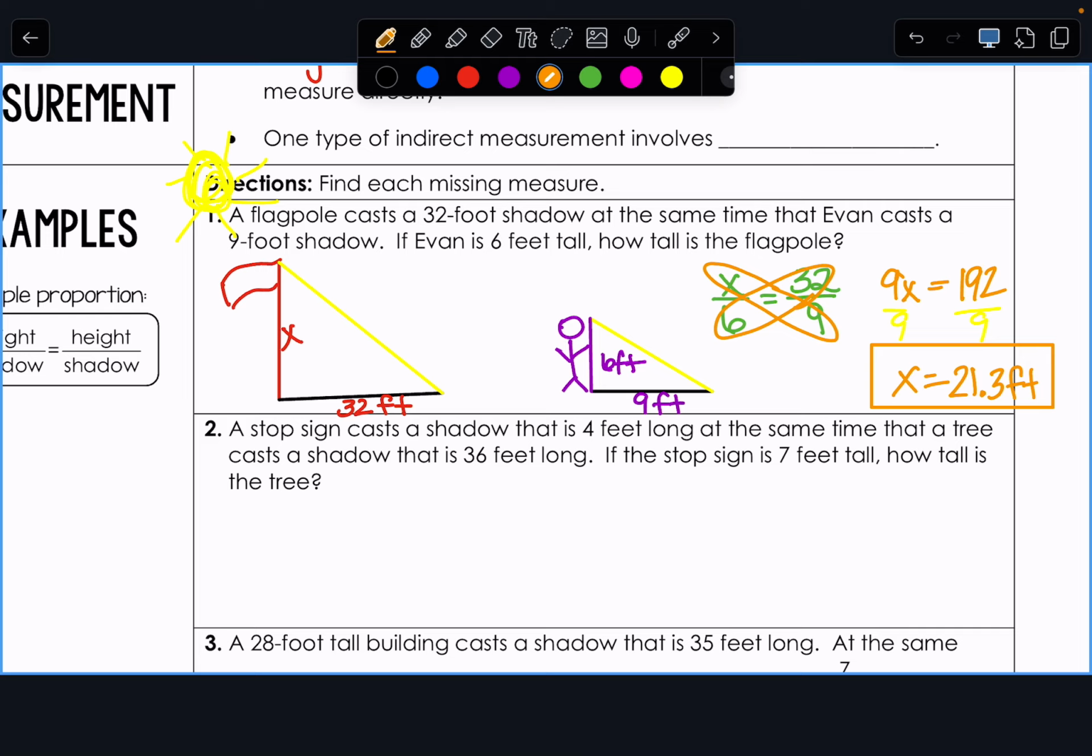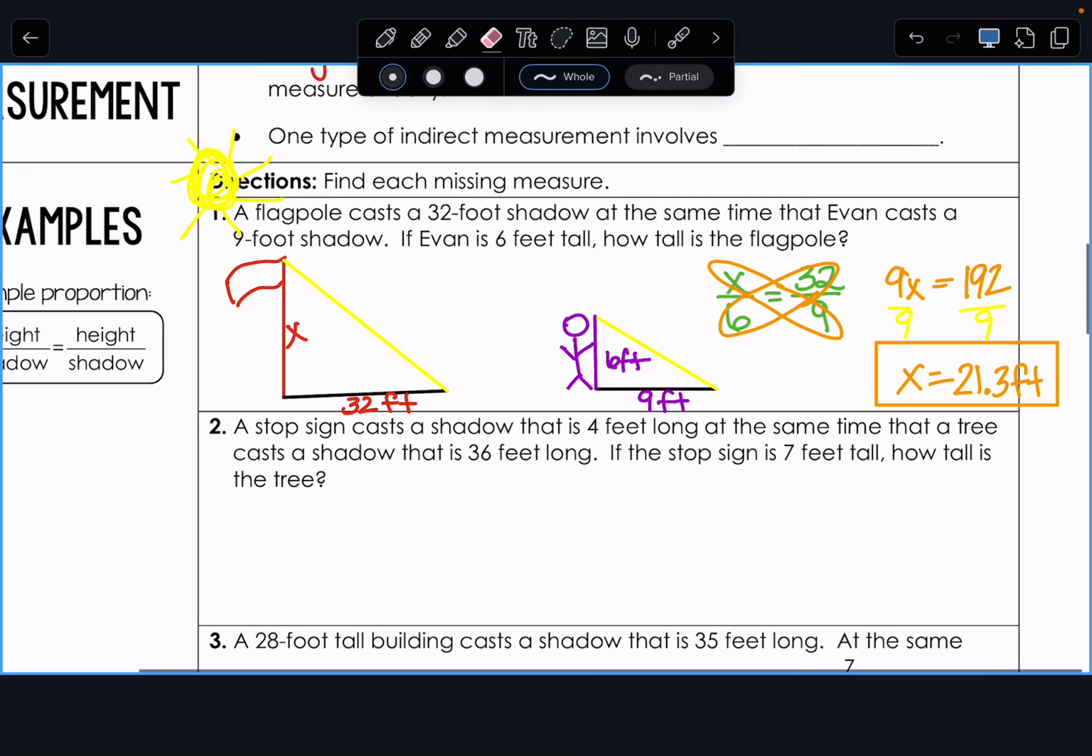Okay. Now, I am totally fine if you only draw that. If you have 2 triangles and you label them with the 3 pieces of information and X with the missing one, that's fine. If you want to make it look like whatever's happening, the flagpole and Evan, that's cool too. But I am not going to force you to draw a super detailed picture if that's not your jam.